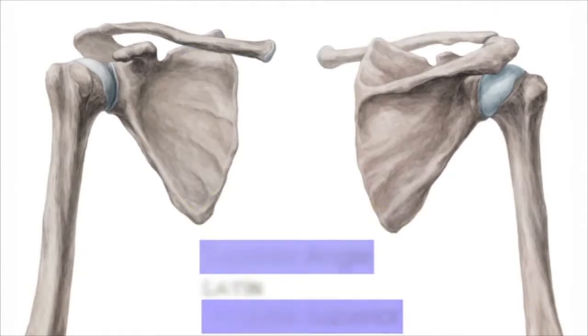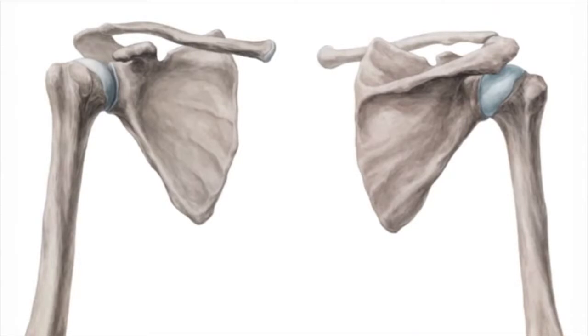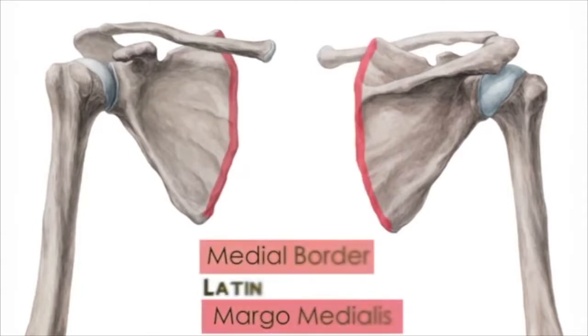Now, once we define these two angles, let's talk about the borders, and there are three that you need to know. The first one is known as the medial border. This is the longest border, and as you can see here, it will extend from the superior angle all the way down to the inferior angle.